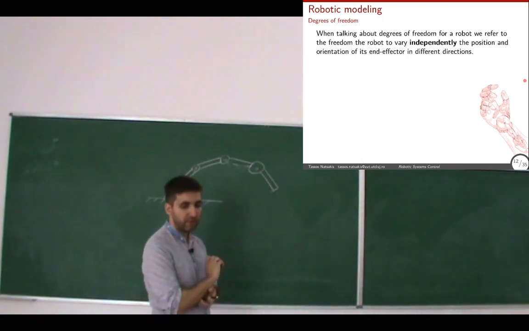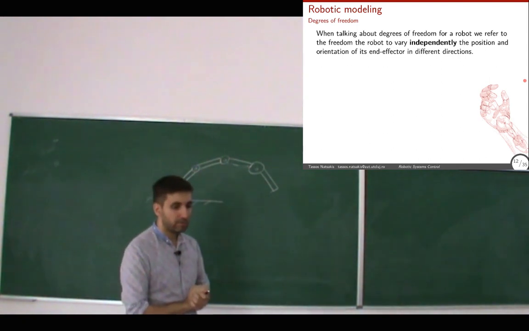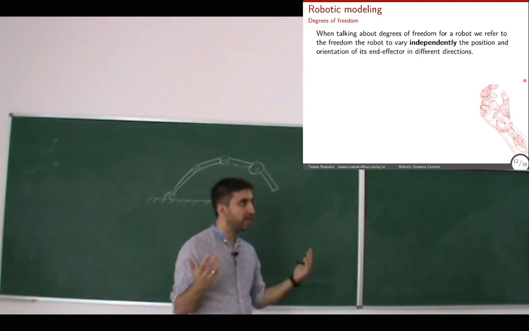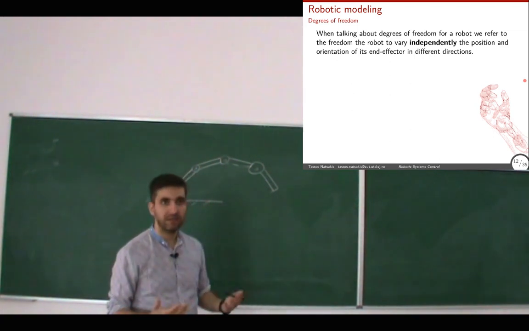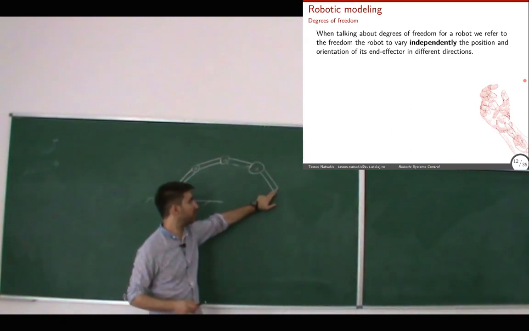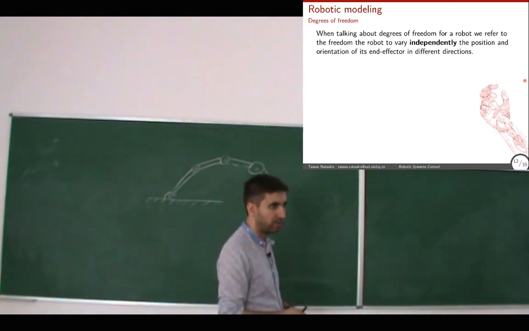So when we're talking about degrees of freedom, we're talking about the coordinates of the end effector that we can change independently. You can think of the orientation also as a coordinate.